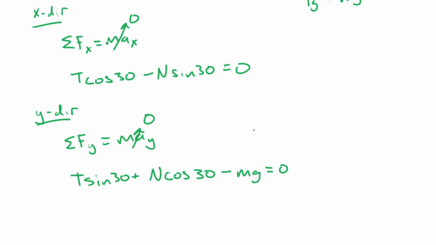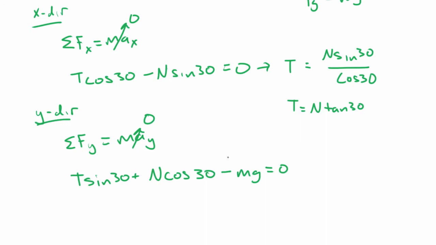Okay, so solve one for one of the unknowns and plug it in for the other one. That's fine. That's how I would do it. I don't know that it matters too much. I'm going to go ahead and solve this one for T. If I solve for T, it's going to be equal to n times sine of 30 divided by cosine of 30. In other words, T is equal to n times tangent of 30 degrees.